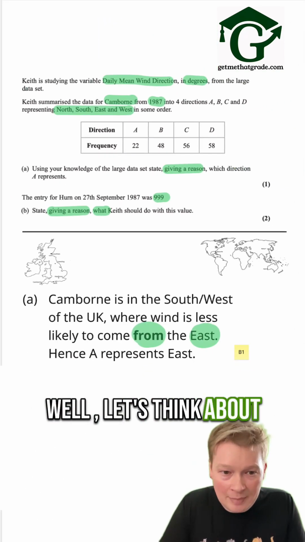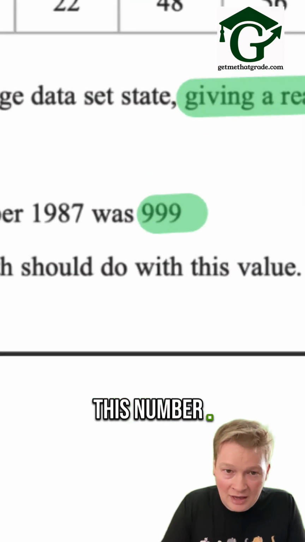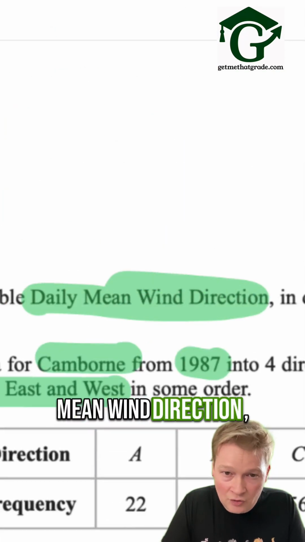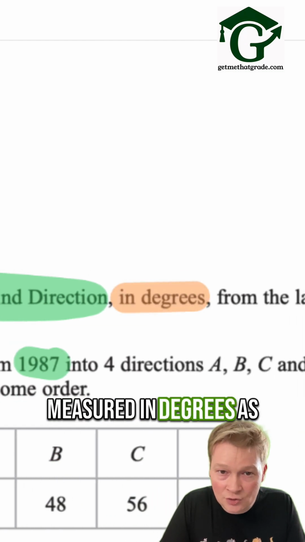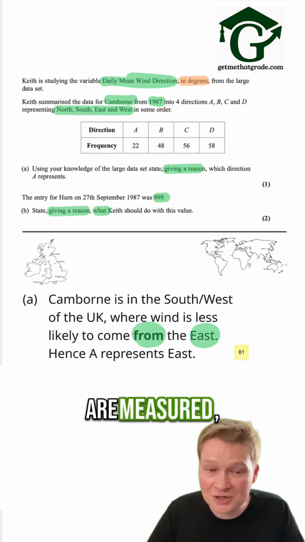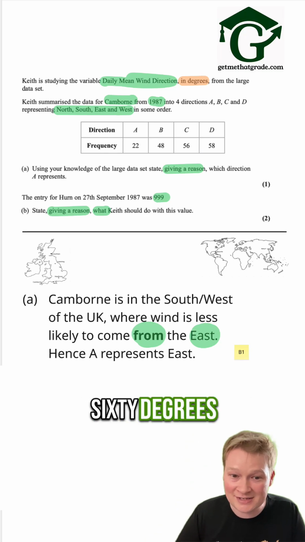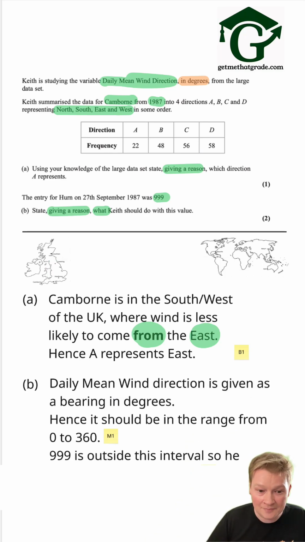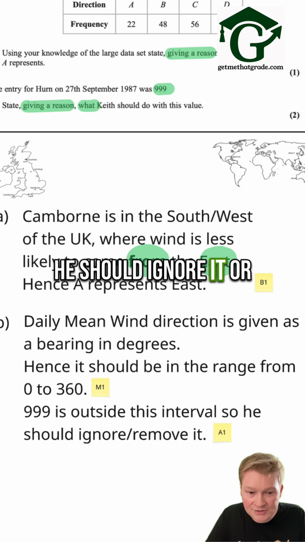Okay, well, let's think about this number. It's representing daily mean wind direction, and crucially, it's measured in degrees as a bearing, right? And you should know that angles in degrees are measured, generally speaking, between 0 and 360 degrees. So 999 is far too big. So what should Keith do? He should ignore it or remove it.